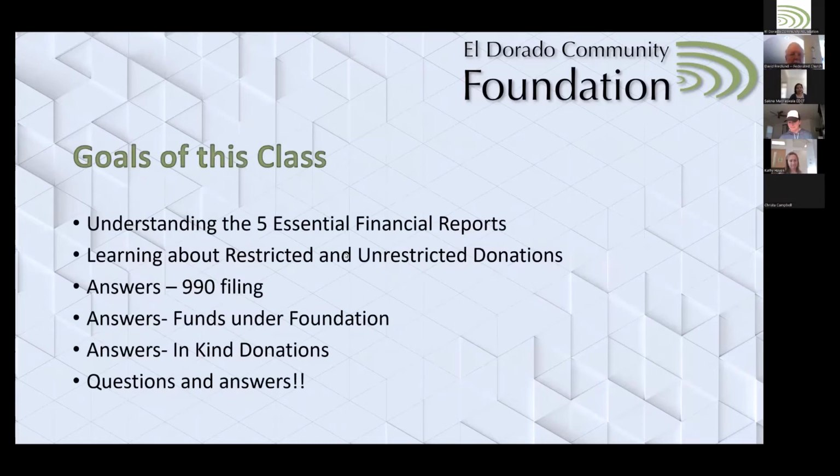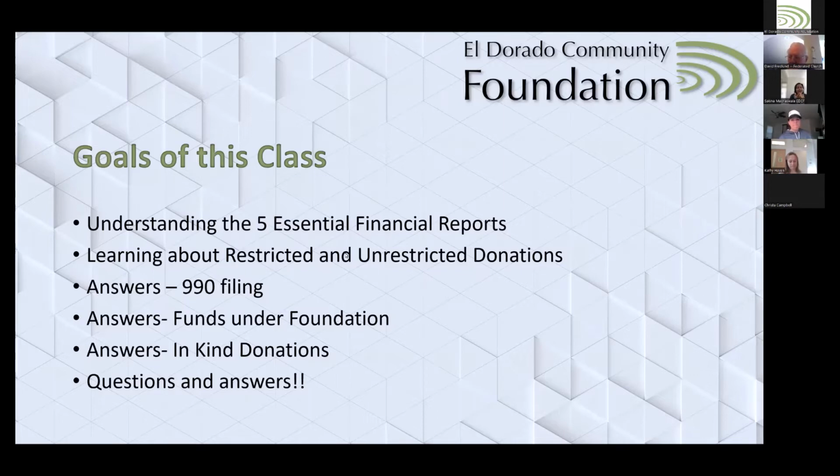The goals of this class: I would walk you through 5 essential financial reports that are always needed to be prepared by organizations. Learning about restricted and unrestricted donations. This question gets asked a lot, so I thought I'd do a whole segment on it. Some of you had asked during the first meeting which 990 you should file, so I have that covered.